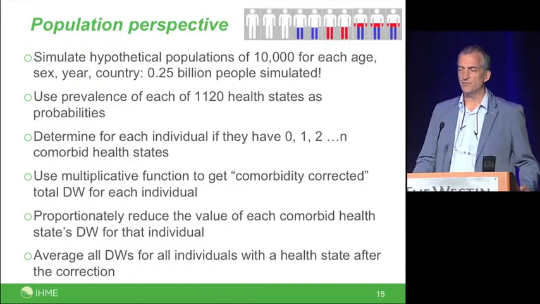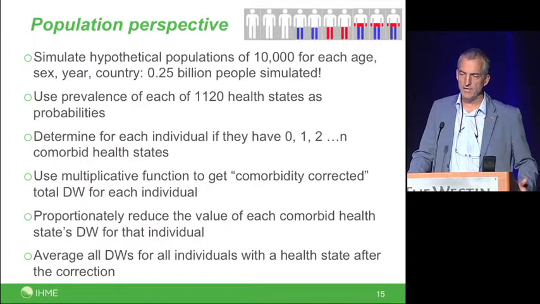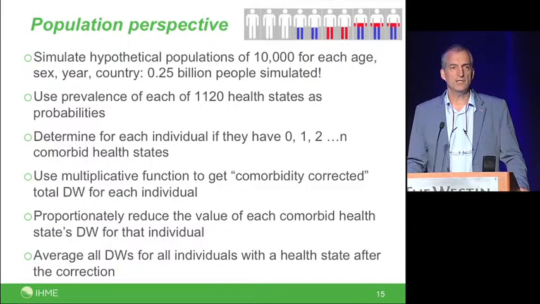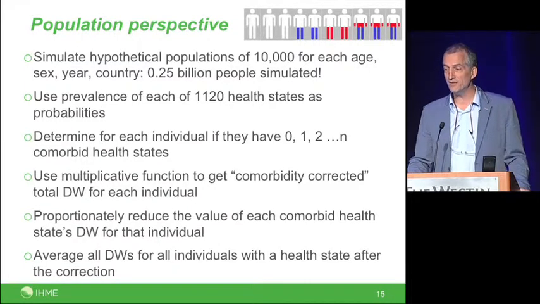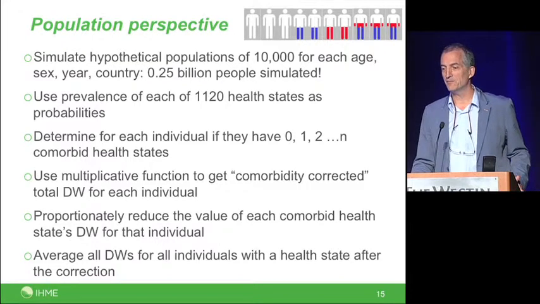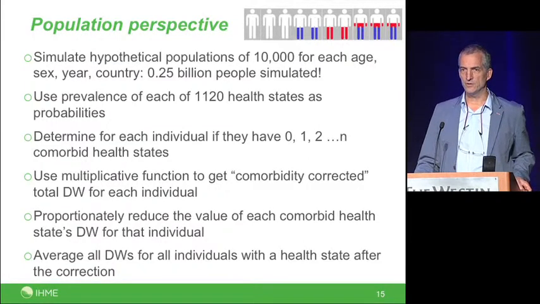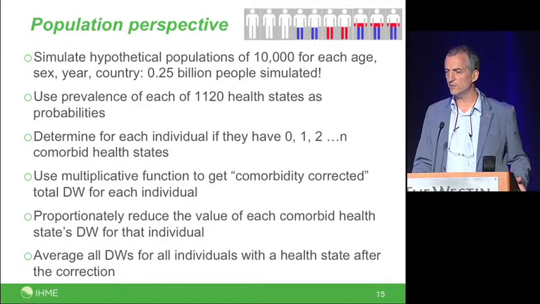From a population perspective, how did we deal with that? This was based on the methods that we developed for the Australian Burden of Disease study of 2003. We did a huge simulation creating hypothetical populations for each age, sex, year, country category, and we did 10,000 for each, and if you multiply that up, that was 250 million people generated in this simulation. Then for each individual, based on the prevalences of the 1,120 health states, using them as probabilities, we determine who has no health state, who has one, who has two, who has three, and who is the poor bugger who has n comorbid health states.